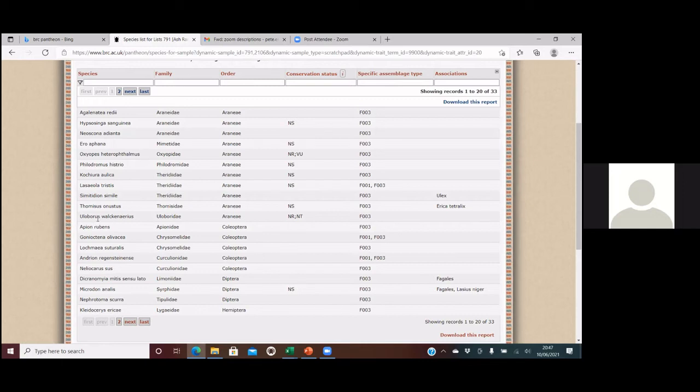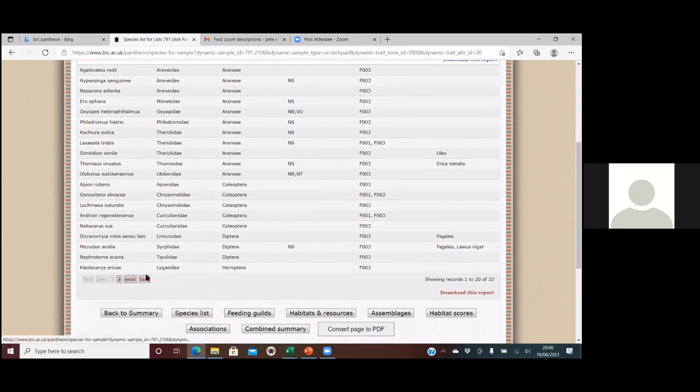And Uloborus is another really important species found there. So to have both of them there with a range of nationally scarce species as well, it's probably one of the best sites for spiders in the UK. So a really, really nice site. And of course, all those uncommon things are part of the assemblage.